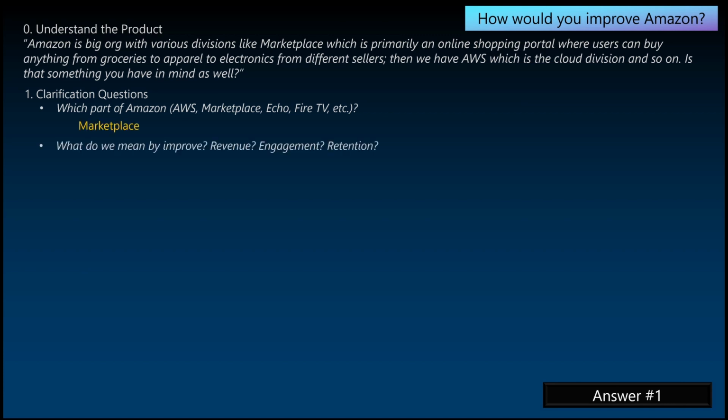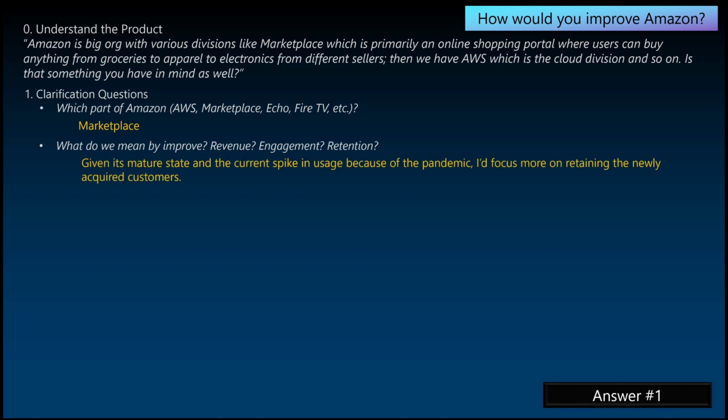Then I'll ask, hey, what exactly is the meaning of improvement? Because there are many types of improvements you could be focusing on for the product. Therefore, you need to define the business objective with your interviewer. So the question would be, what is the meaning of improvement? Is it increase in revenue? Is it increase in user engagement? Is it more about retention of users? And again, we'll assume that our interviewer is informing us that given the mature state and the current spike in usage of Amazon because of the pandemic, he wants us to focus more on retaining the newly acquired customers in the last 6 to 8 months.